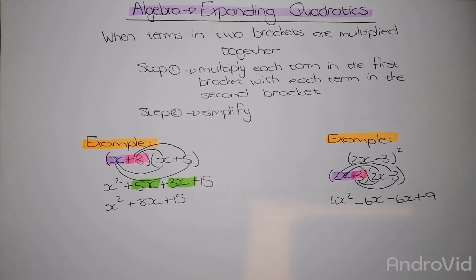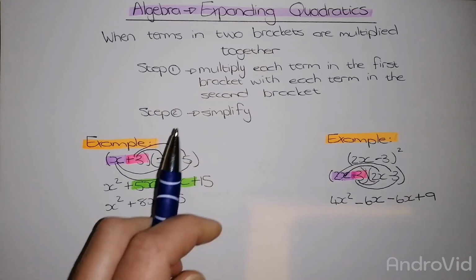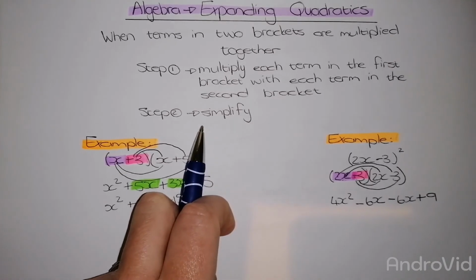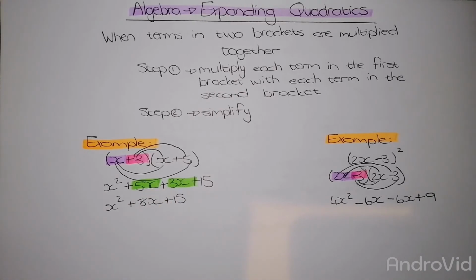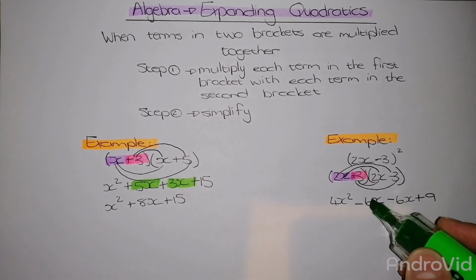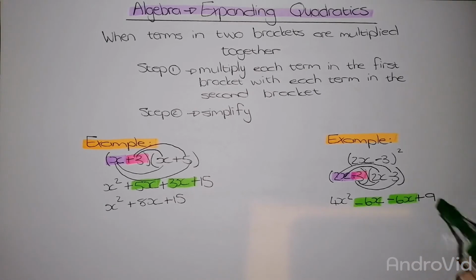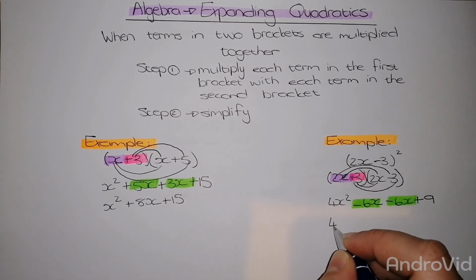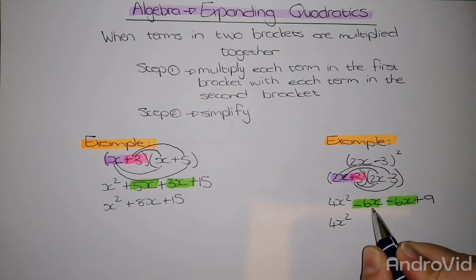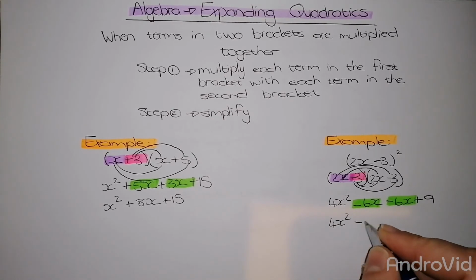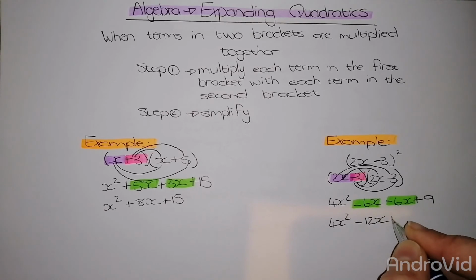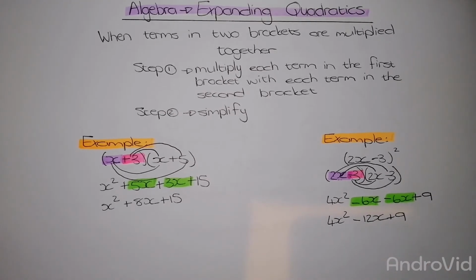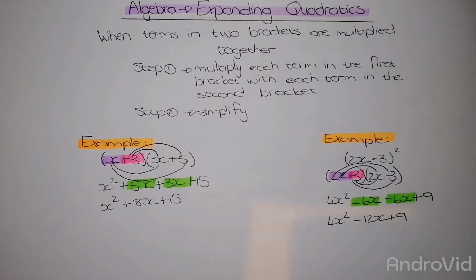Now that I have expanded my brackets, I need to look at step number 2, which is simplify. So find terms that look alike. Negative 6x and negative 6x. Need to add them together. So my final answer will be 4x squared minus 12x plus 9. And that is how we expand quadratics.